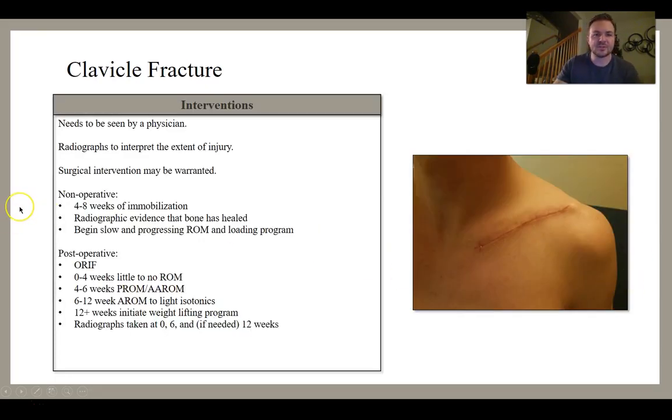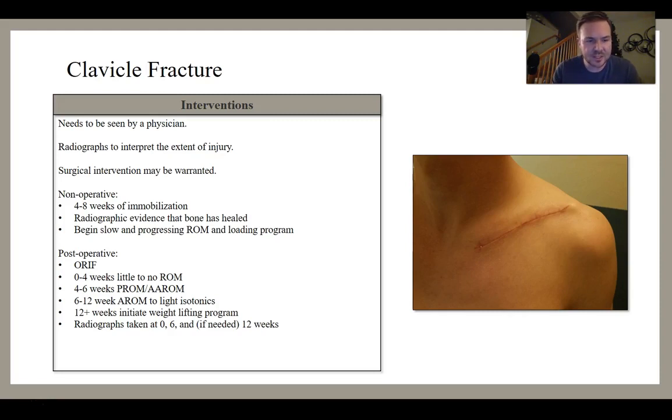So what do we do for interventions? Well, if you fracture your clavicle, this needs to be seen by a physician. Radiographs need to be taken to interpret the extent of the injury. Maybe surgical intervention is warranted. Some cases are non-operative. If they are non-operative, we go 4 to 8 weeks, depending on bone health of the individual, of immobilization. We get radiographic evidence that the bone is healed, and then we begin a slow and progressive range of motion loading program.